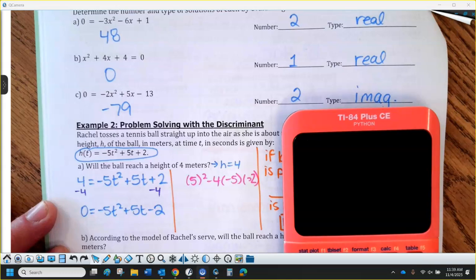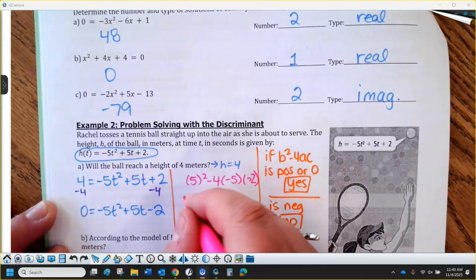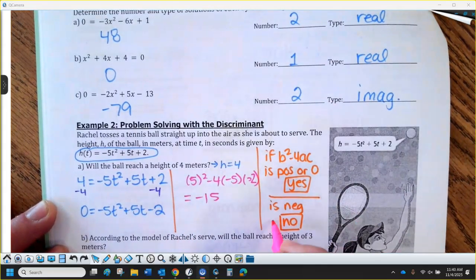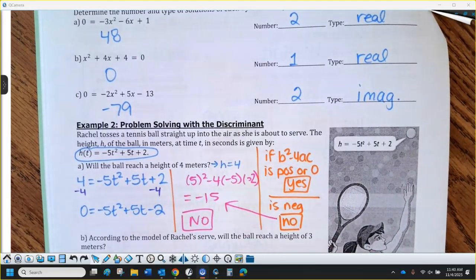And again, it doesn't matter what the number is, it just matters if it's positive, negative, or 0. If it's positive or 0, we're going to say yes. If it's negative, then we're going to say no. Okay, so doing the discriminant, I got -15, so this falls into this category. This is not possible, that has imaginary solutions, so it can't happen in real life.